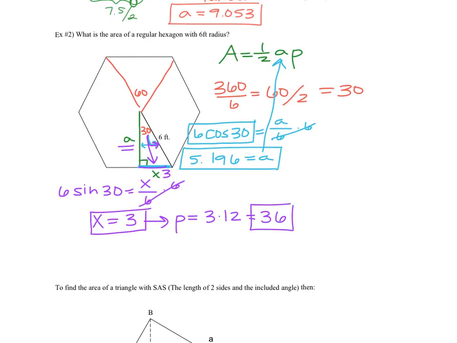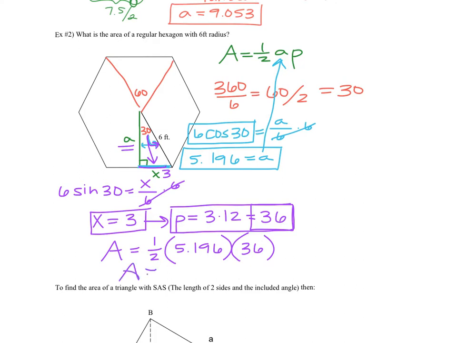We're looking for area, so you're gonna do what? Area equals, what's the formula? 1/2 AP. So 1/2, what's A? 5.196, and what's P? 36. Okay, so you're plugging that into your calculator. 1/2 times 5.196 times 36, and to the nearest tenth, you get an area of 93.5 square feet.